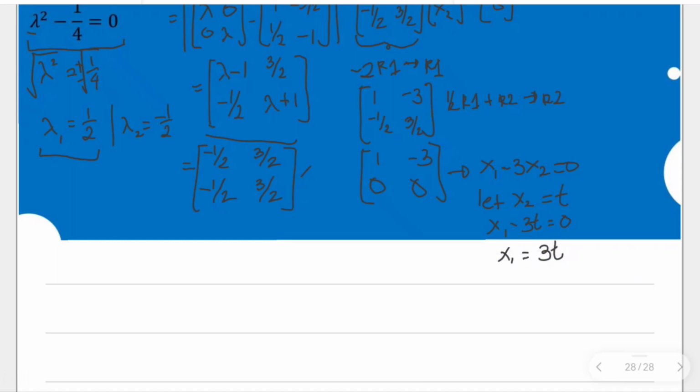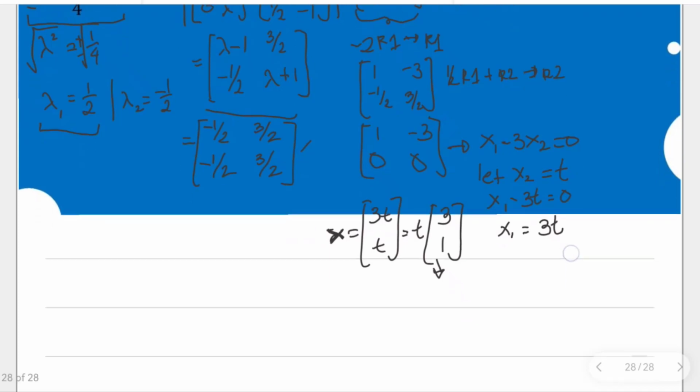So x sub 1 is equal to 3t. With this, our vector, which comprises x sub 1 and x sub 2, is the matrix of 3t and t. And if you factor out t, you will have here 3 and 1. This is a more specific eigenvector, but of course you have a lot, since t can represent other values.